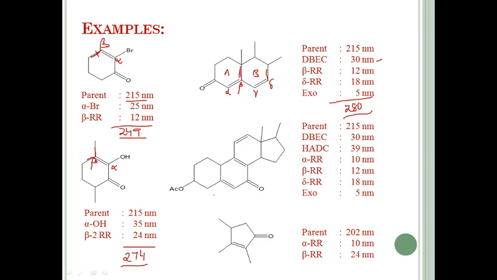Now come to this compound. Of course this is also a 6-membered cyclic enone system. So 6-membered cyclic enone system, but here one competition.